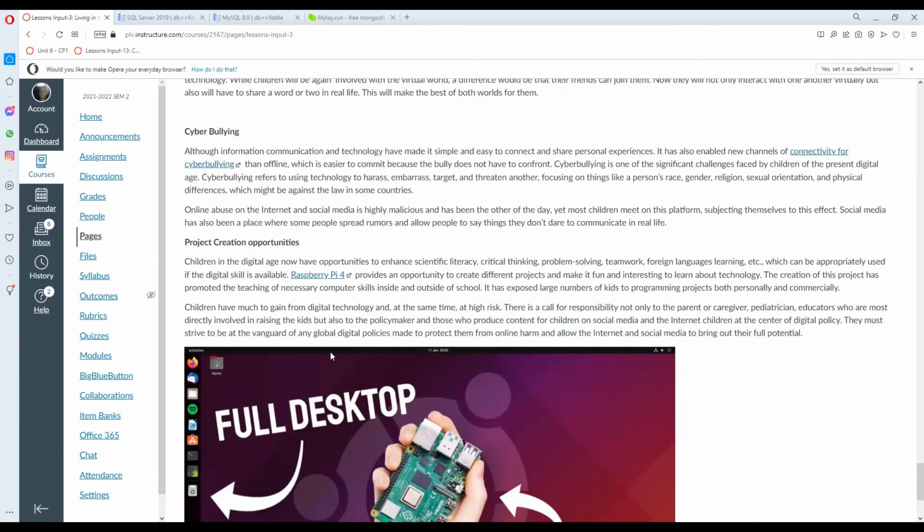Cyberbullying. Although information communication and technology have made it simple and easy to connect, it also enabled new channels of connectivity for cyberbullying, which is easier to commit than offline because the bully does not have to confront them. It is one of the significant challenges faced by children of the present digital age. It refers to using technology to harass, embarrass, target, and threaten another, focusing on things like a person's race, gender, religion, sexual orientation, and physical differences, which might be against the law in some countries.